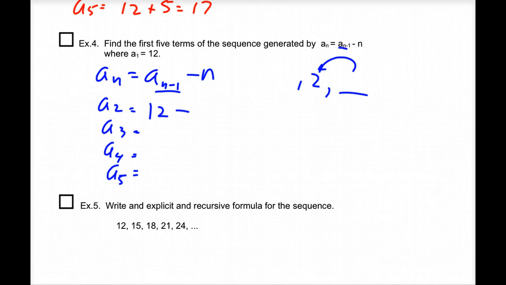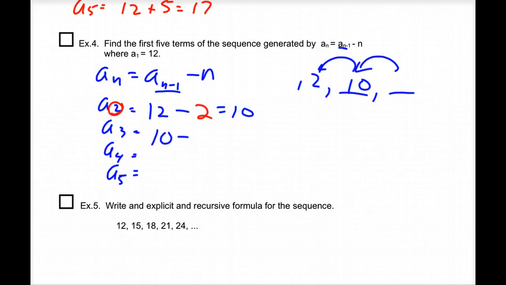Now, I don't know, for some reason, some students have trouble understanding what n is. N is just the number down here in the subscript. So we're going to subtract 2. In this case, 12 minus 2 is 10. Moving on. A sub 3. We're going to take A sub n minus 1, which is 1 to the left, so that's 10. Then we subtract n, which again is this number right here. In this case, it's 3. Gives me 7.